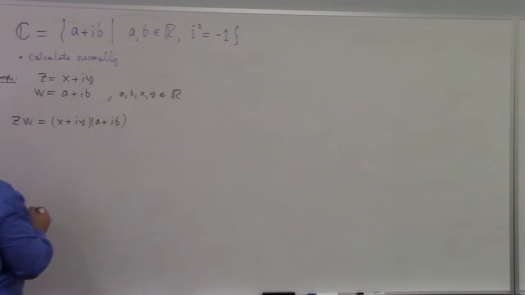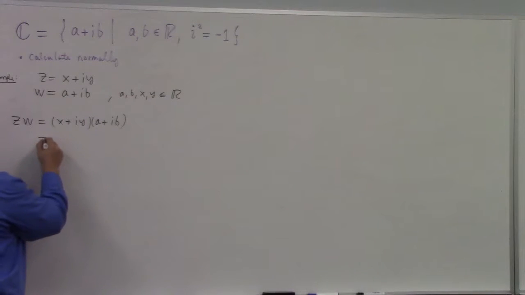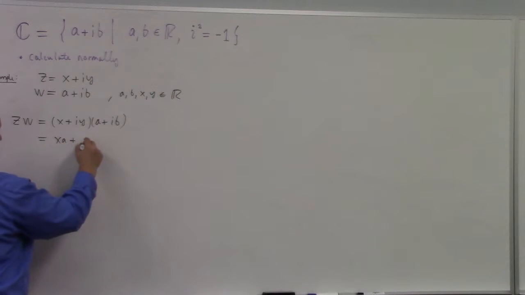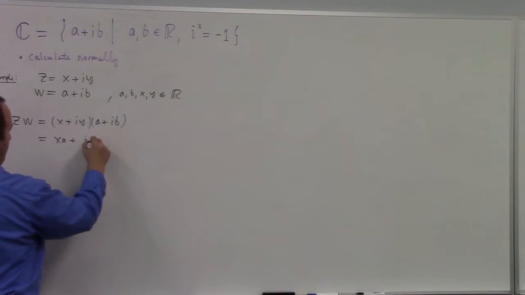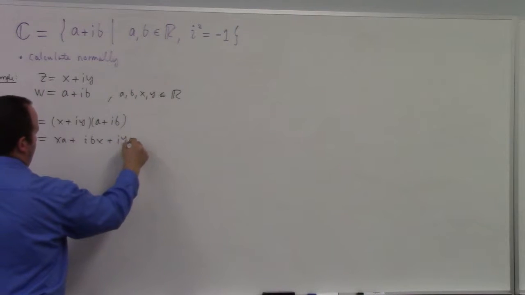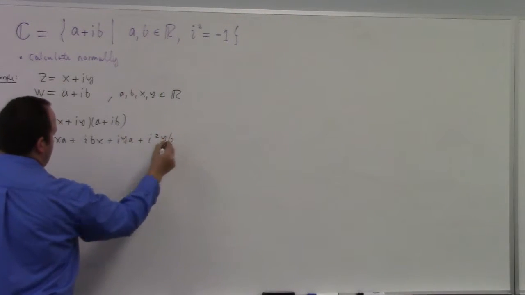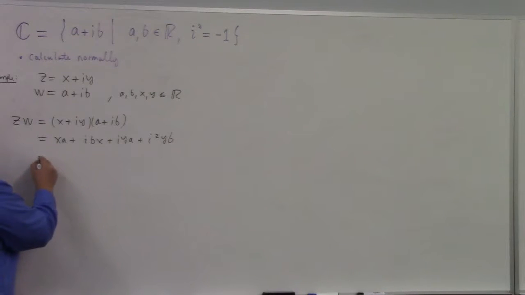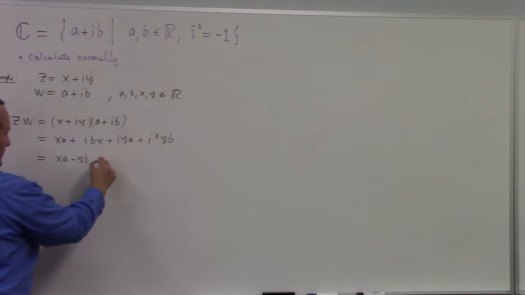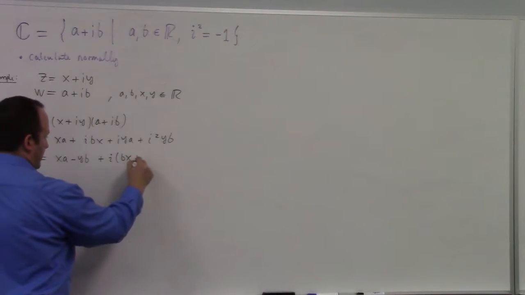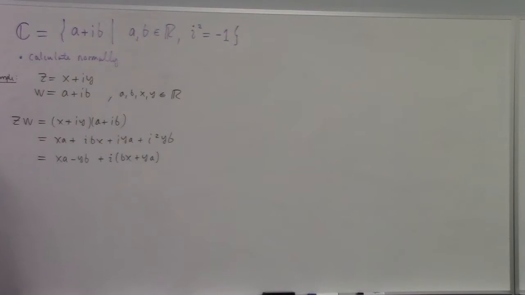how's it go? My point is you just distribute like normal, all right? So it's like xa plus ibx plus iya plus i squared yb. And then customarily we collect things, so this is x times a minus yb plus i times bx plus ya. So this is how you multiply two complex variables, for example.